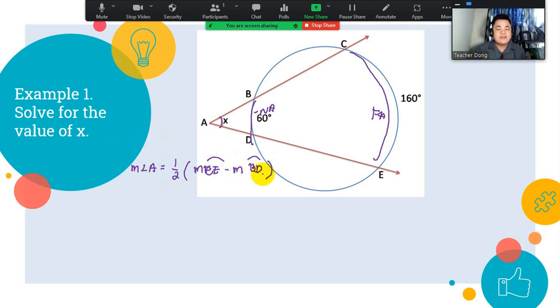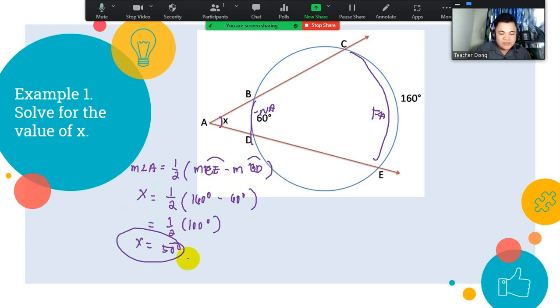And then after that, we will substitute the given values. Since the measurement of angle A is x, we will just be writing x here. Then it equals 1 half quantity the measurement of arc CE, which is 160 degrees, minus the measurement of the near arc or arc BD, which is 60 degrees. It is equal to 1 half, then subtract: 160 degrees minus 60 degrees is 100 degrees. Then finally, half of 100 degrees is 50 degrees. So this is now the value of x, or the measurement of the angle formed.